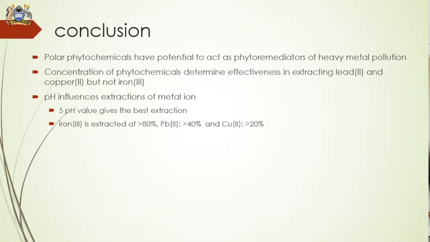In conclusion, phytochemicals have potential for phytoremediation of heavy metals, and the phytochemical concentration can be adjusted to determine effective extraction of lead and copper. pH also influences the extraction, where you have 80% of iron, followed by lead and copper.